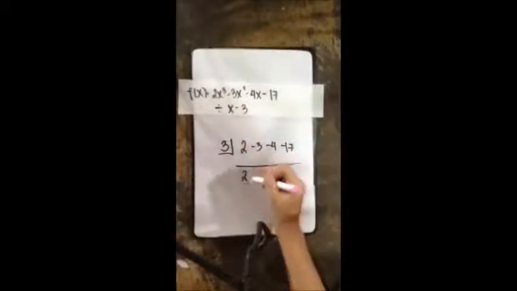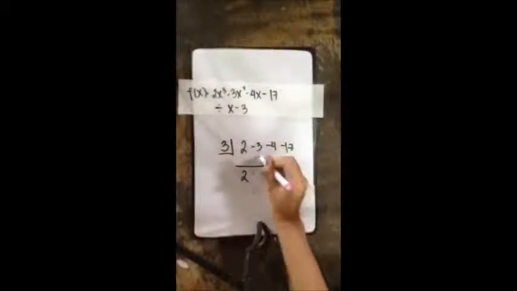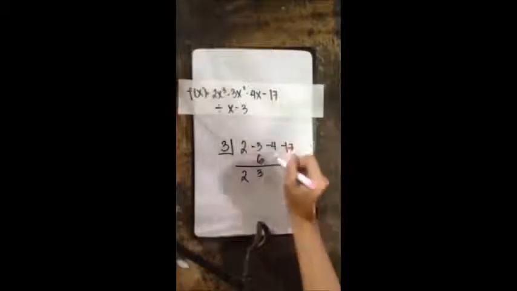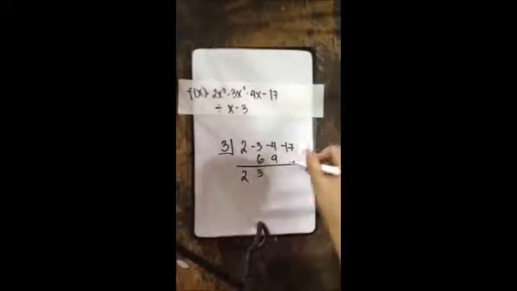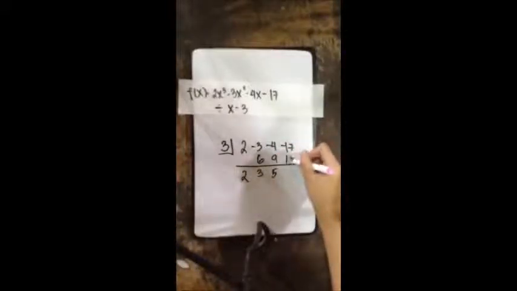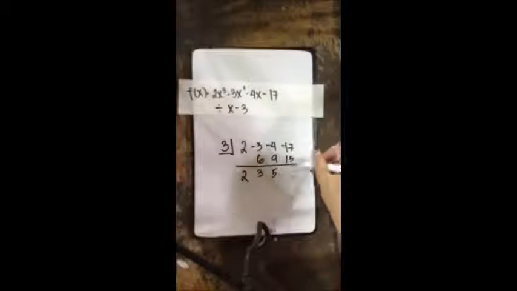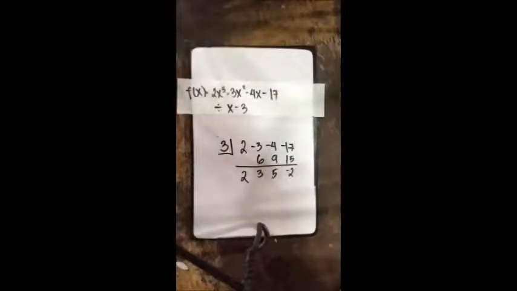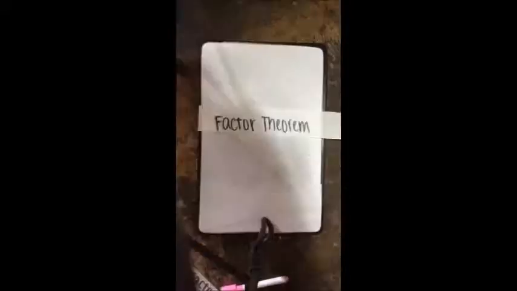Bring down 2. 2 times 3 is equal to 6. Negative 3 plus 6 equals 3. 3 times 3 is equal to 9. Negative 4 plus 9 is equal to 5. 5 times 3 is equal to 15. Negative 17 plus 15 is equal to negative 2. So the remainder of 2x cubed minus 3x squared minus 4x minus 17 divided by x minus 3 is negative 2.